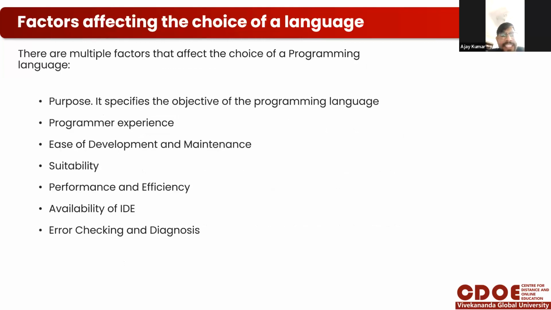There are multiple factors that affect the choice of programming language that we need to know. Purpose: it specifies the objective of the programming language, the programmer's experience after using that language, which type of language it is, what kind of help the language gives, and which input part is beautiful in that language. Beautiful means it is easy to understand and easy to use. Then ease of development and maintenance, sustainability, performance and efficiency, and availability of an IDE, an integrated development environment.